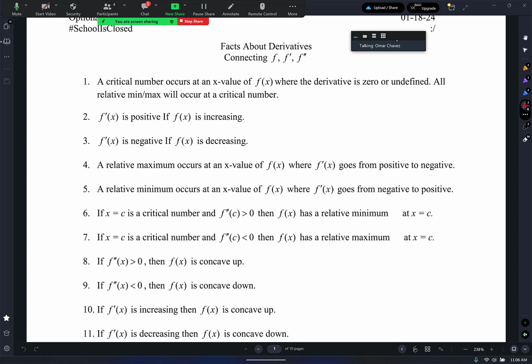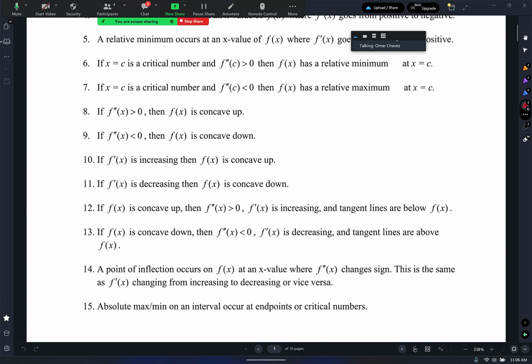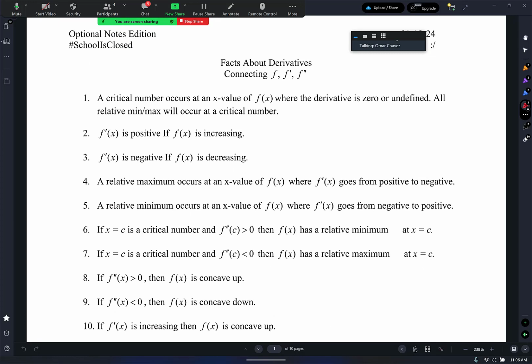First and foremost, I put 15 little rules here. The first one says a critical number occurs at an x value of f of x where the derivative is 0 or undefined. All relative min-max will occur at a critical number. It could also be an absolute min or max, and that occurs at an endpoint. I'll talk about that in a little bit. Some textbooks don't call endpoints relative mins or relative max. They just call them an absolute min or absolute max. It all depends on what textbook you have.